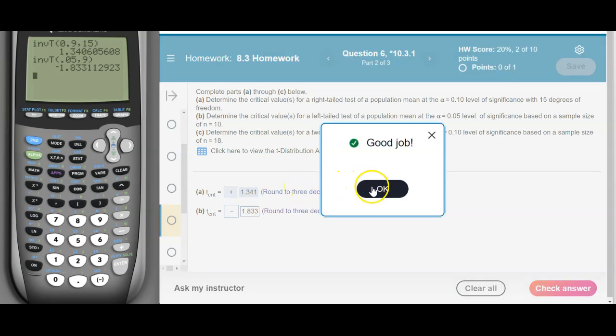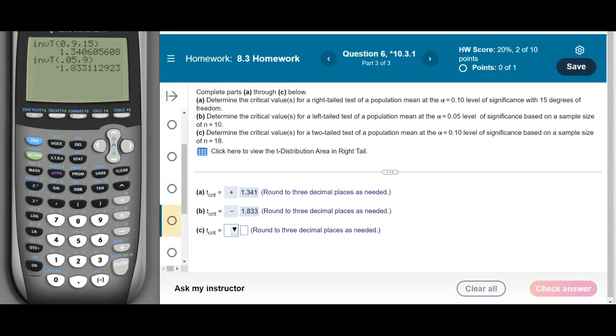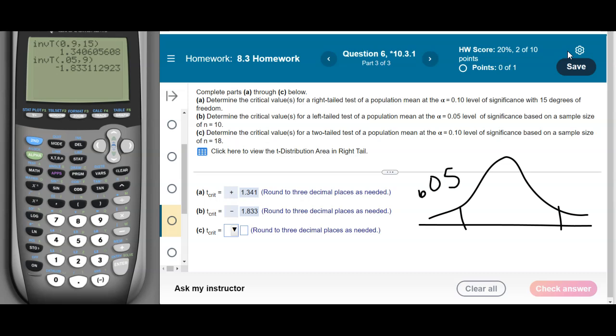Alright, now look at this final one. Determine the critical values for a two-tailed test, alpha equals 0.1 level of significance. So we have to remember here, a two-tailed test means alpha gets split in half. So half of that 0.1 goes below, and that'd be 0.05, and half of it is in the upper tail, 0.05. So there's a drawing of our setup where we think alpha is going to go. It could be above or below in a two-tailed test, and we divide it in half.